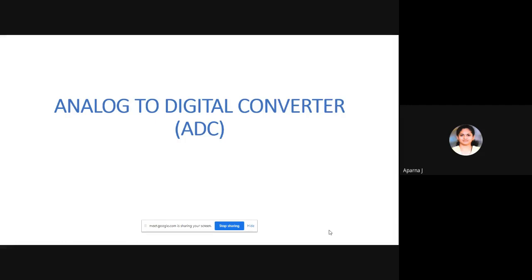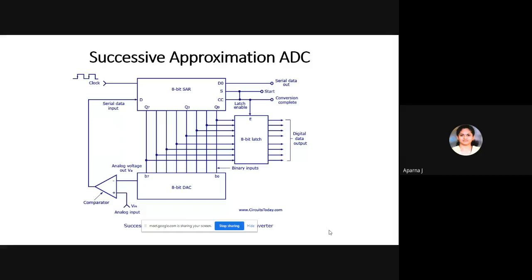In such a type, we have used the successive approximation ADC, where we are using a successive approximation register, which is an 8-bit register.